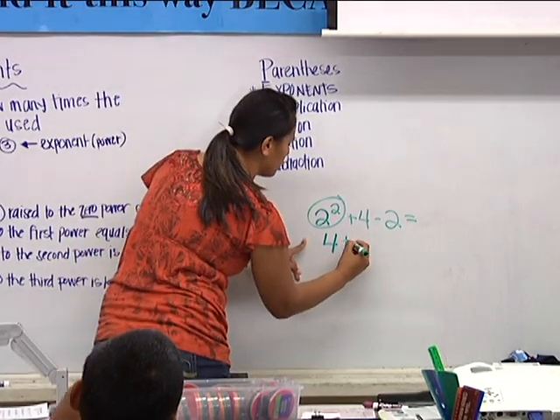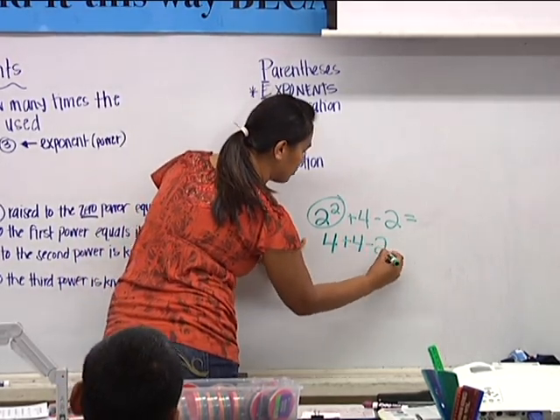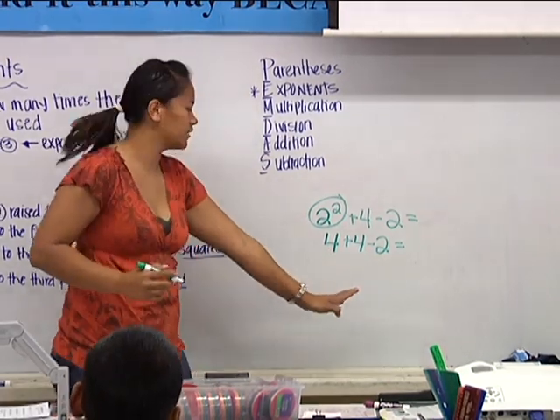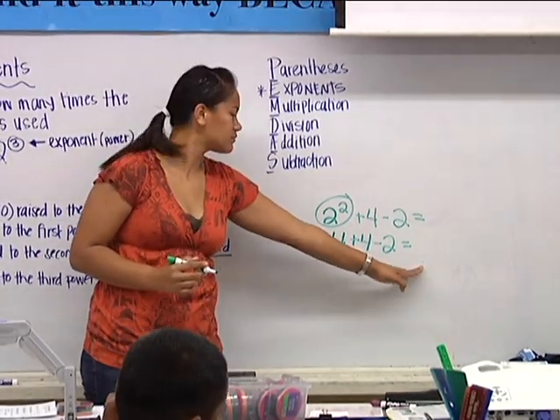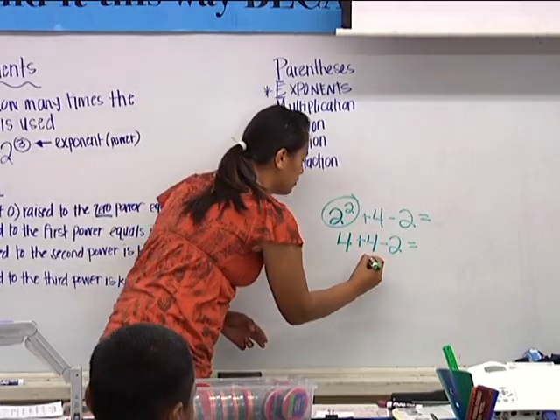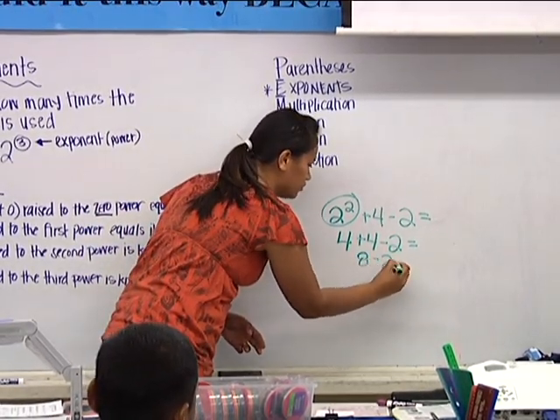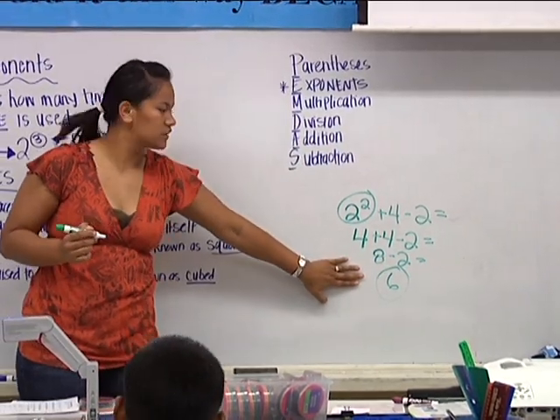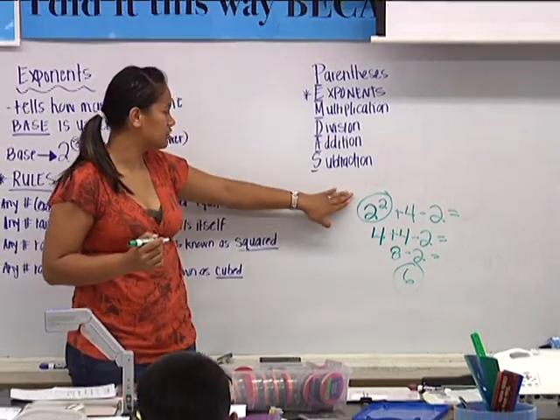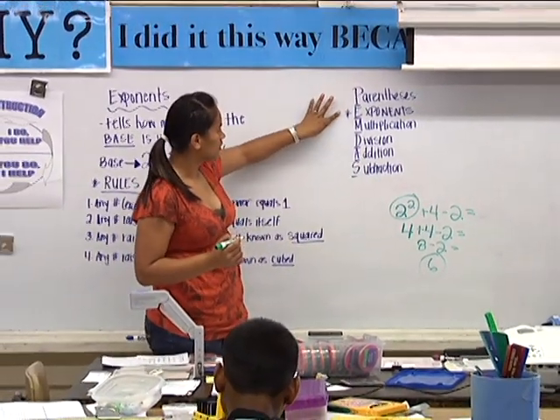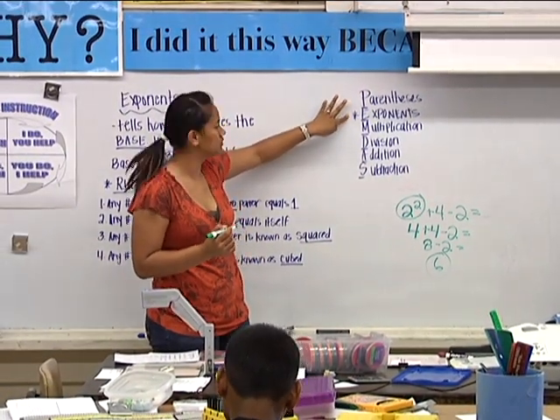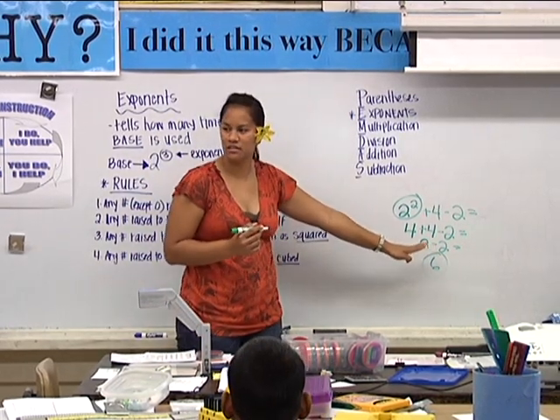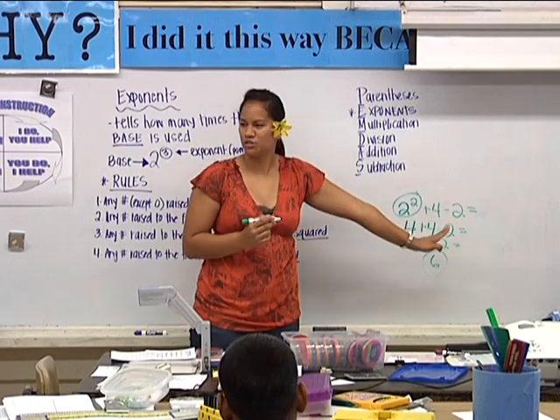4 plus 4 minus 2. Now we'll go from left to right. Starting with addition, which is 8 minus 2, which is 6. And we come out to 6, right here. So we do the exponent first, because that's the first thing in our PEMDAS. Then we do the addition, then we do the subtraction, working from left to right.